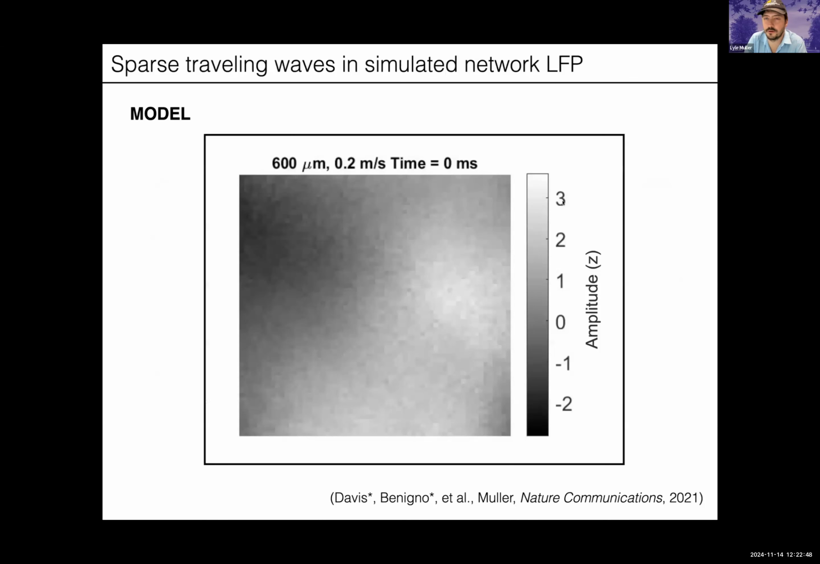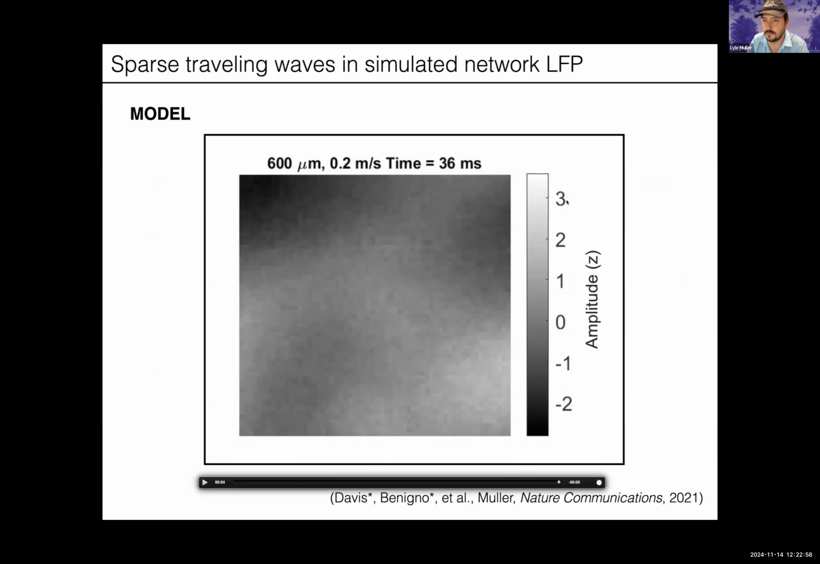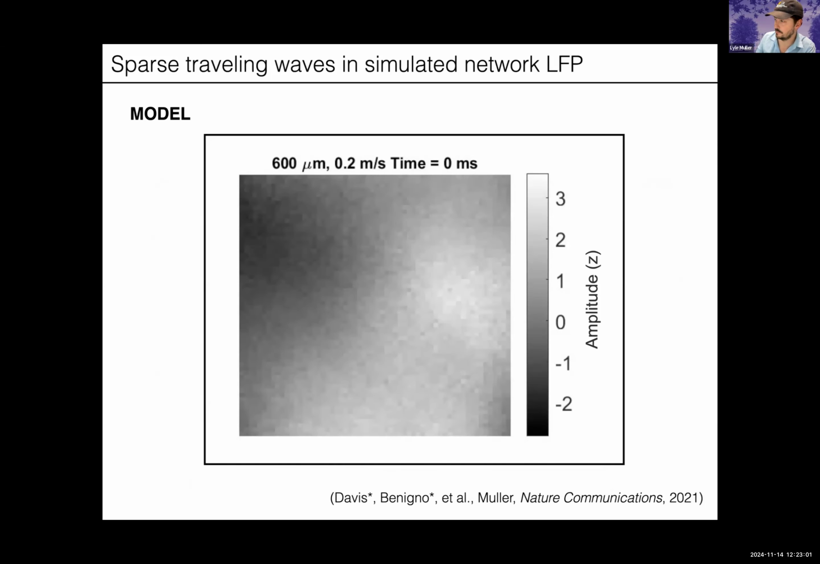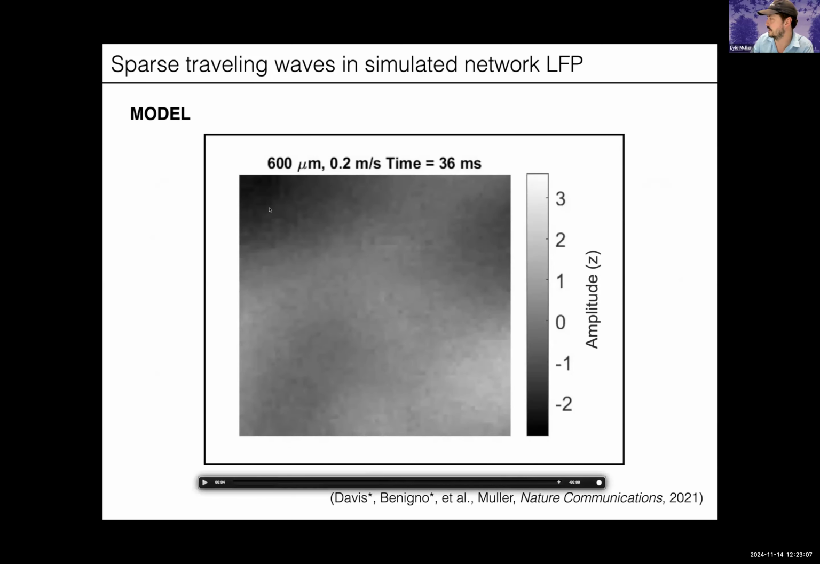We can also simulate the model in 2 spatial dimensions. And then using a biophysical proxy, we can visualize what these traveling waves of sparse spiking activity would look like in the simulated network LFP. I'll play this one more time. And you can see here this relatively negative potential propagating across the network there.